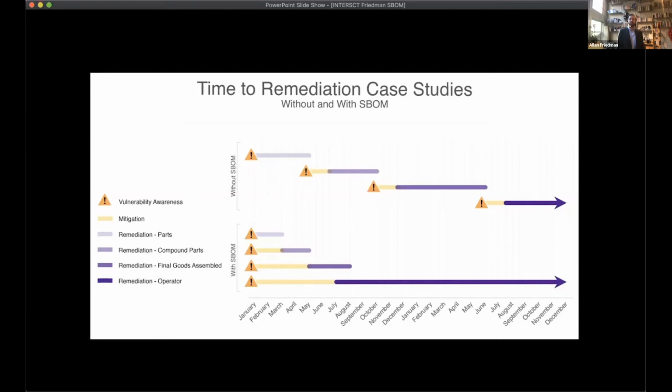So on the top, we discover a vulnerability in a small part of our device, in a small open source component. Well, at time T0 in January, we discover it, and it takes a long time to develop the patch. They send the patch downstream to the compound part manufacturer. The compound part manufacturer has to figure it out and develop the patch. They send it down to the final good assembler, the person who's building and shipping the device. They send it, and now it goes to the operator, whether it's a hospital, a power company, hotel, whatever.